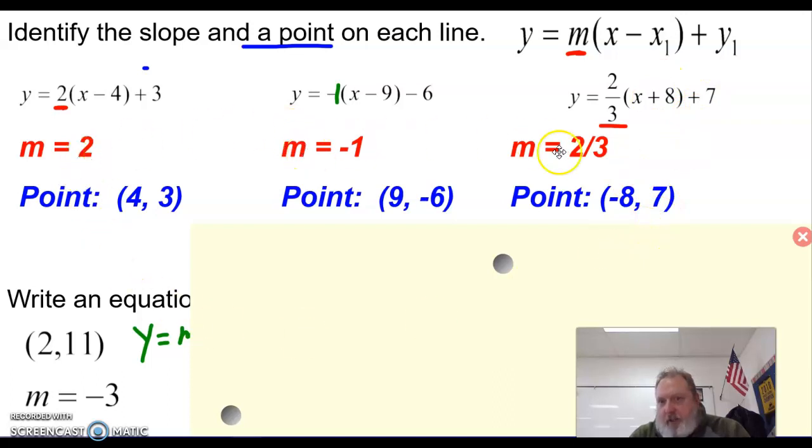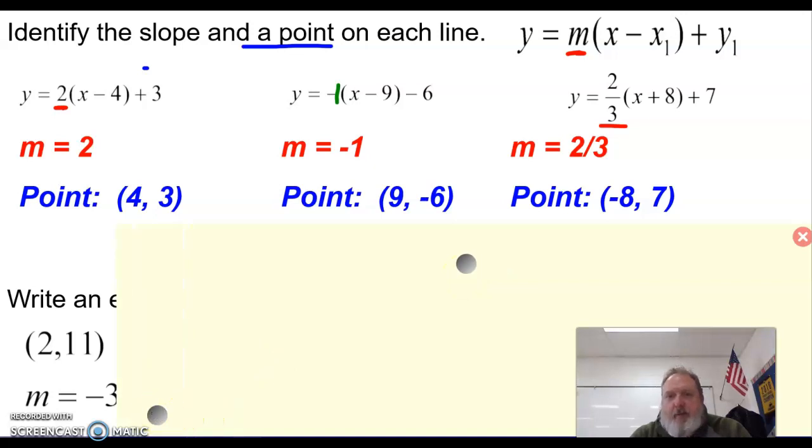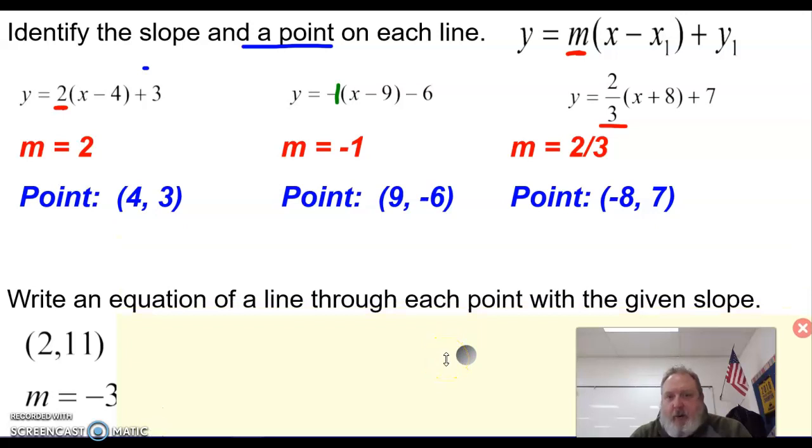So now we have our point and slope. They did not ask us to graph these, but we could. We would start at these points and calculate the slope from there. All right, at the bottom of this page, now we're going to write an equation given the point and the slope. So now it's just the opposite.